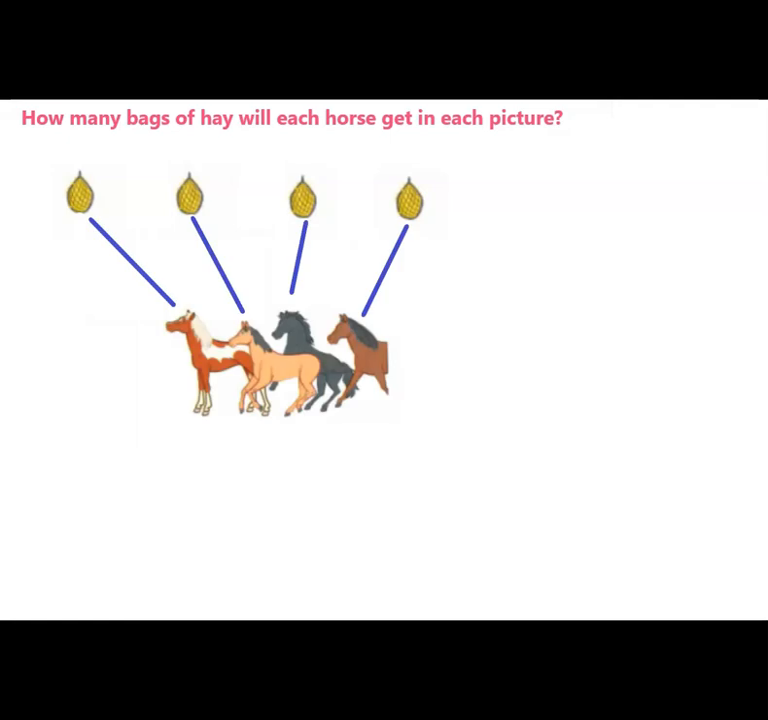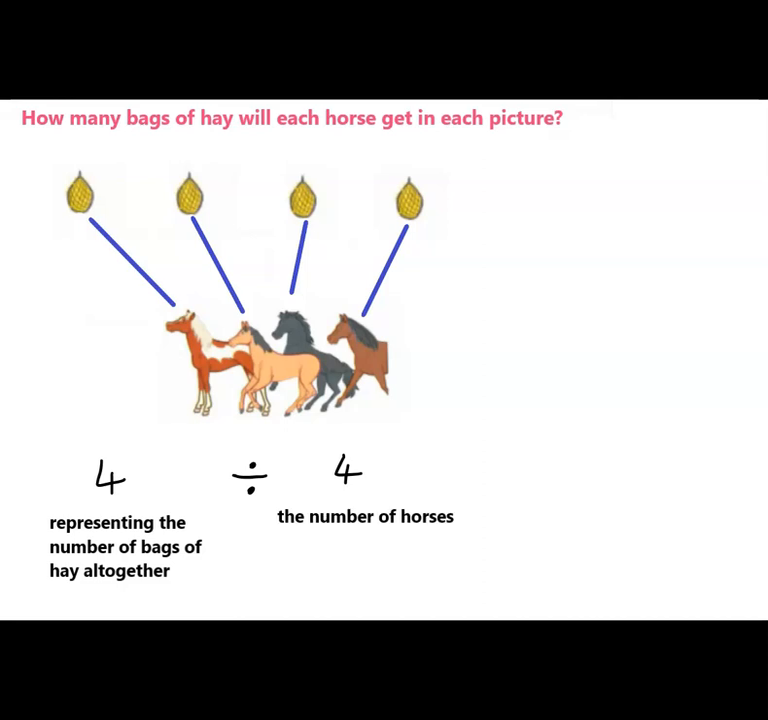Notice how each horse receives 1 bag of hay each. Let's represent this as a written equation. 4, representing the number of bags of hay altogether, divided by 4, the number of horses, is equal to 1, the number of bags of hay per horse. Here we have divided 4 by 4. Let's look at another example of dividing a number by itself.